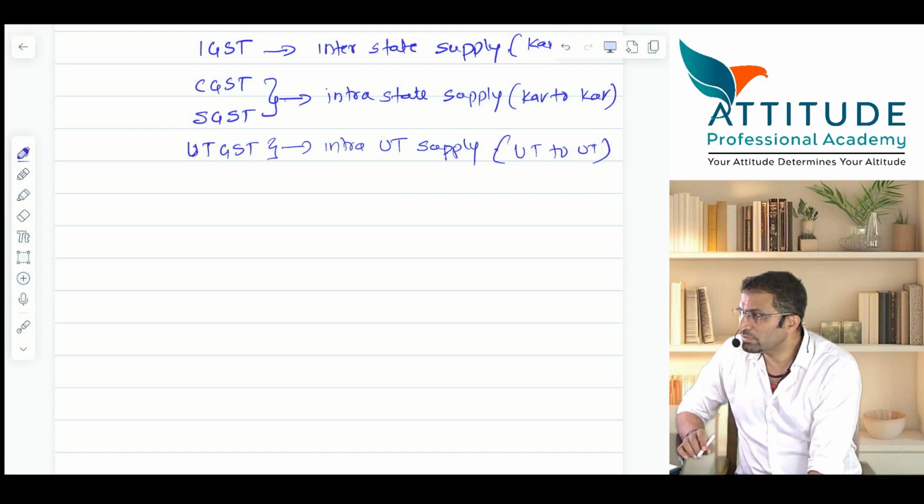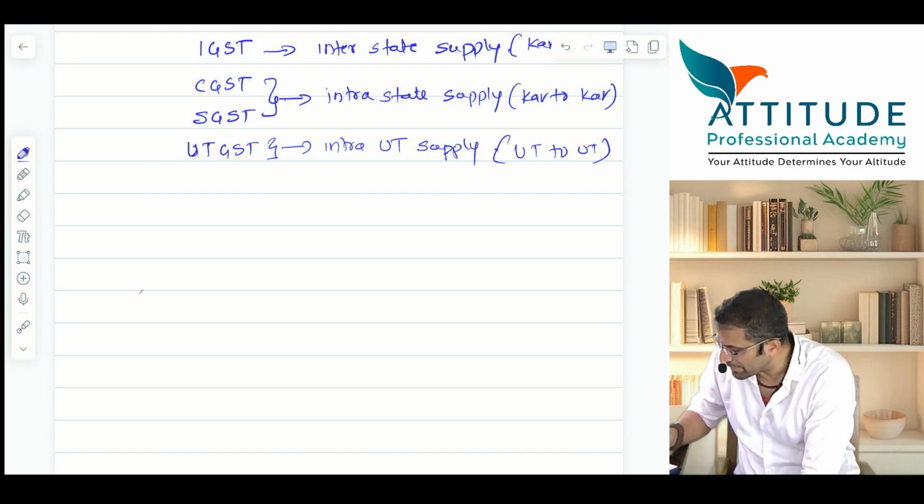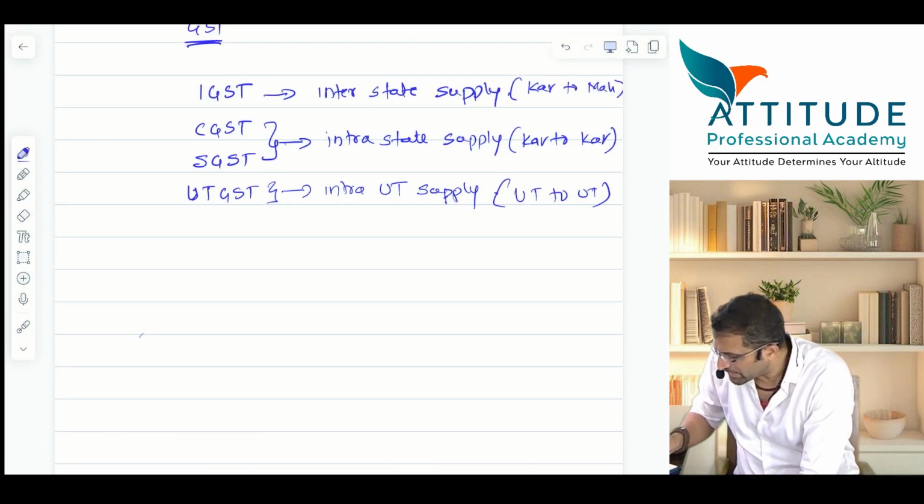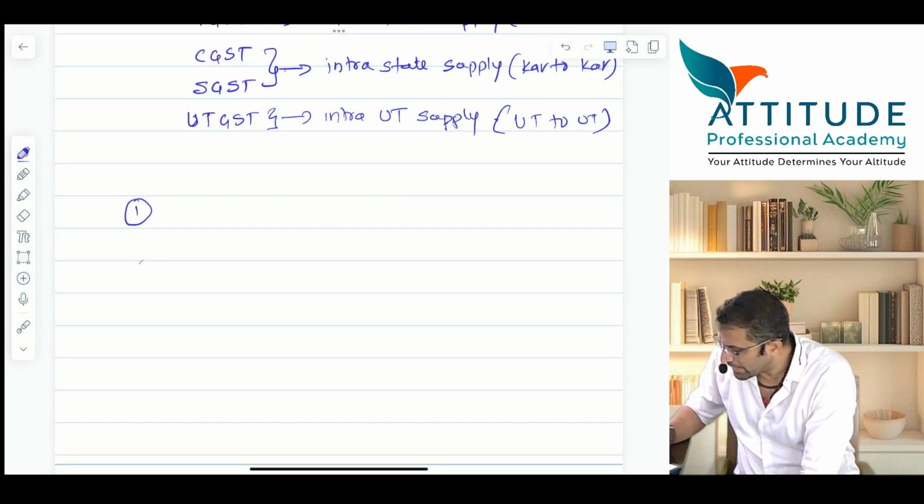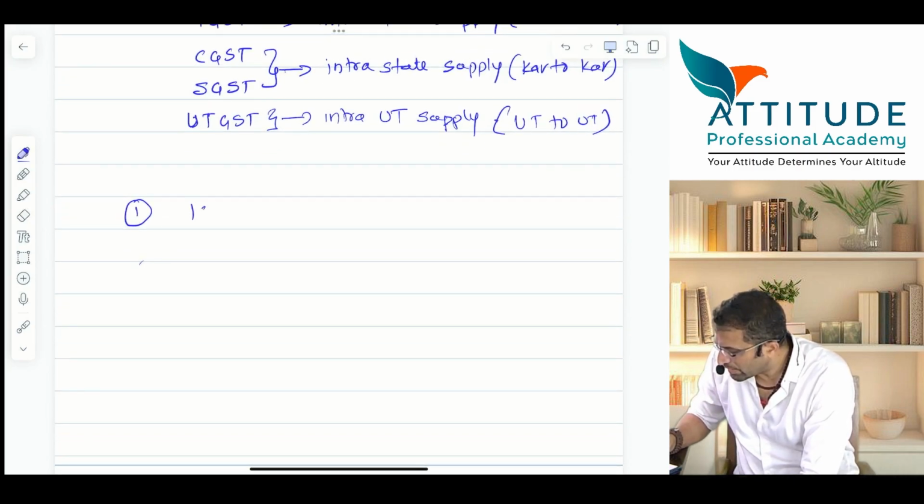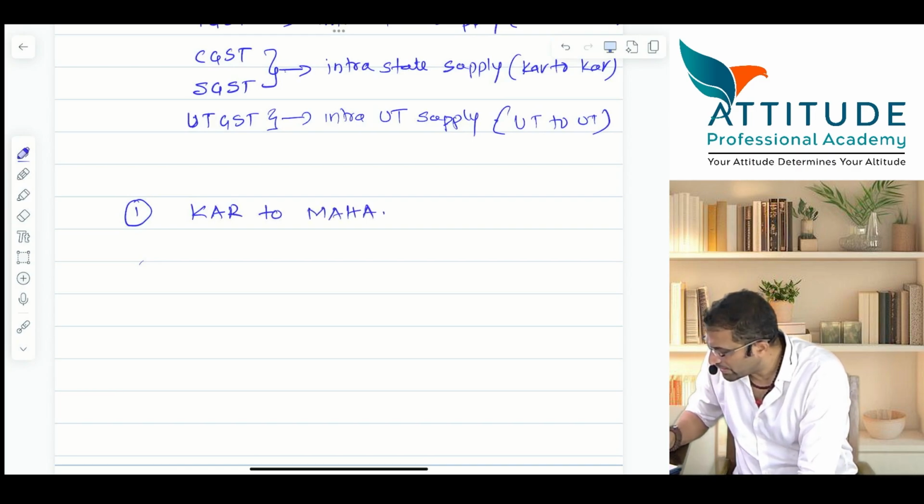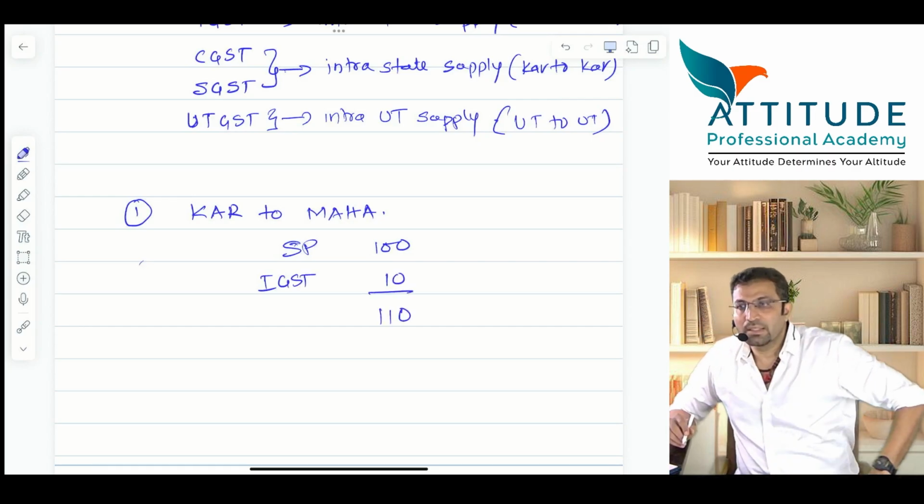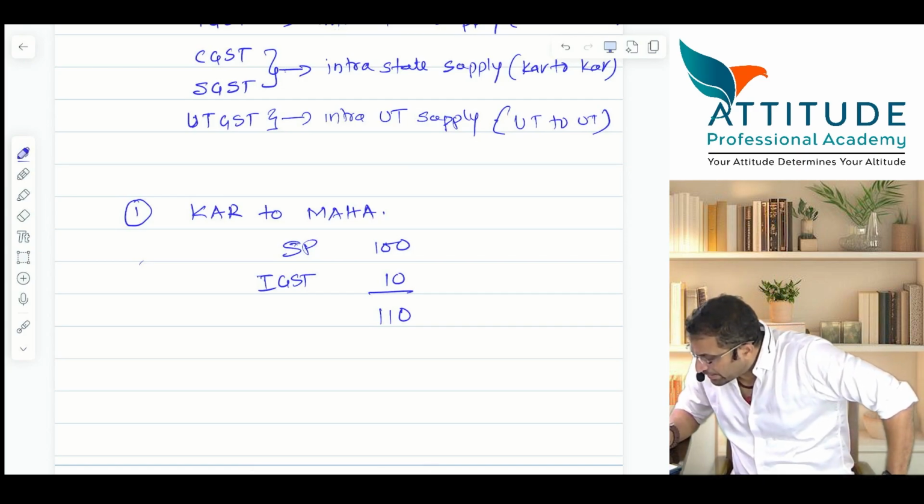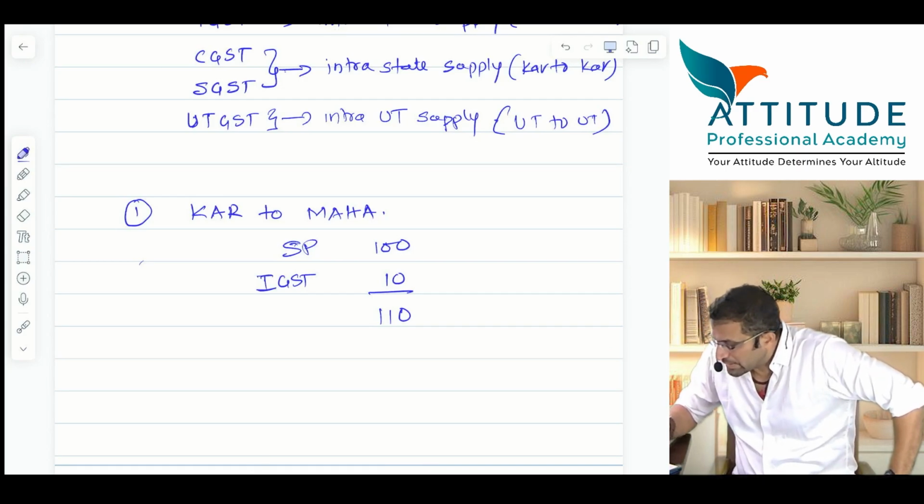Now concentrate here. Okay? Now look at this example. First example. Karnataka to Maharashtra. When goods are sold, the bill will be something like this. Selling price 100, IGST, let us say 10. So total price is 110. Is that clear? Now, first of all, tell me, who is selling the goods? Seller state.